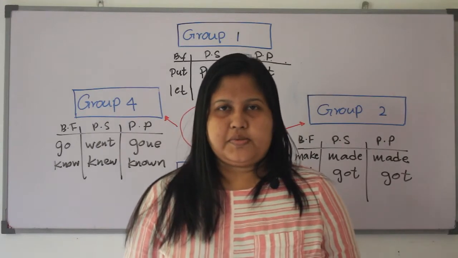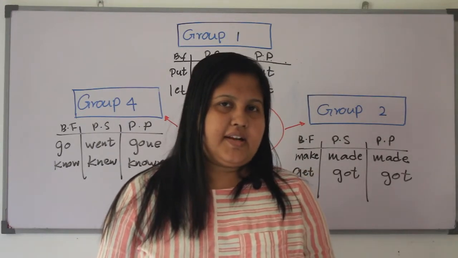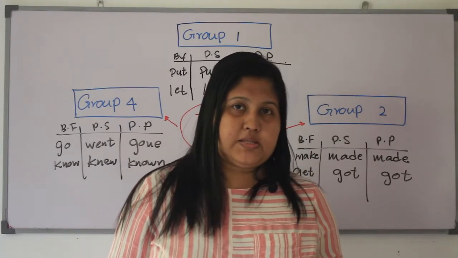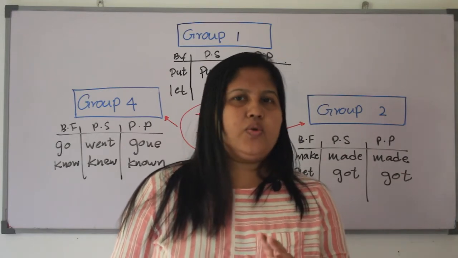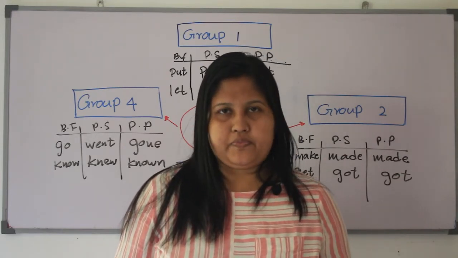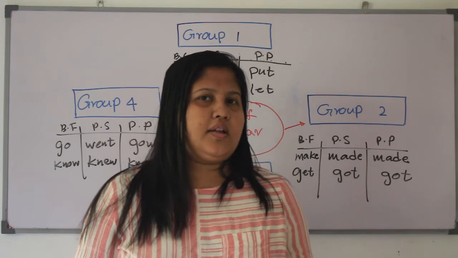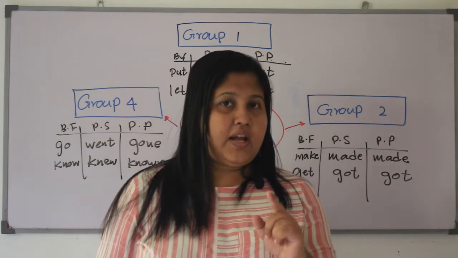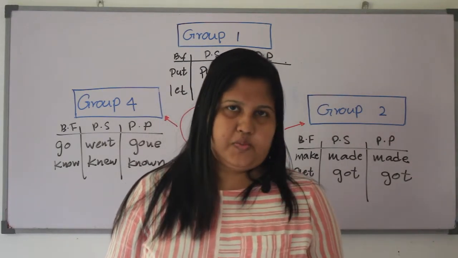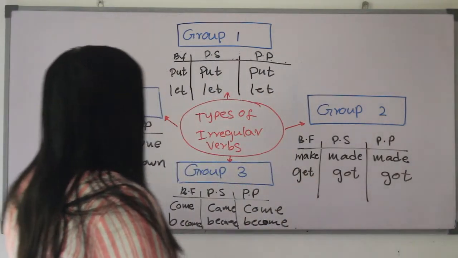What are irregular verbs? Irregular verbs in English create the past simple and past participle in different ways. We do not add ed to the base form. There are about 200 irregular verbs in English. We can divide these into 4 groups. Let's see. Group number 1.